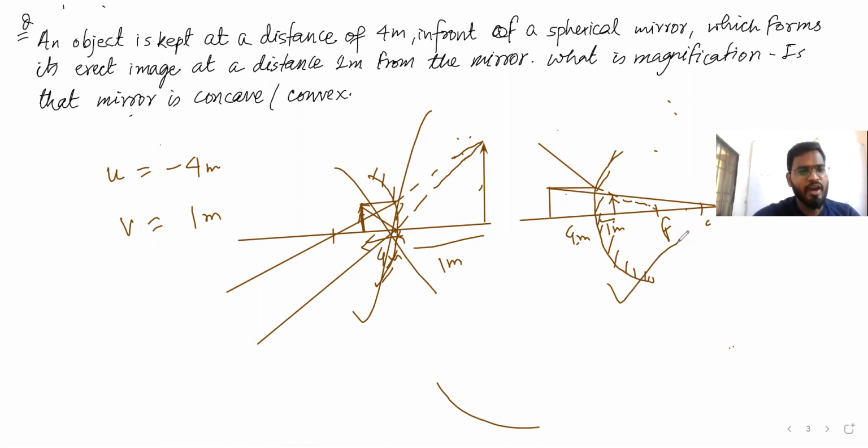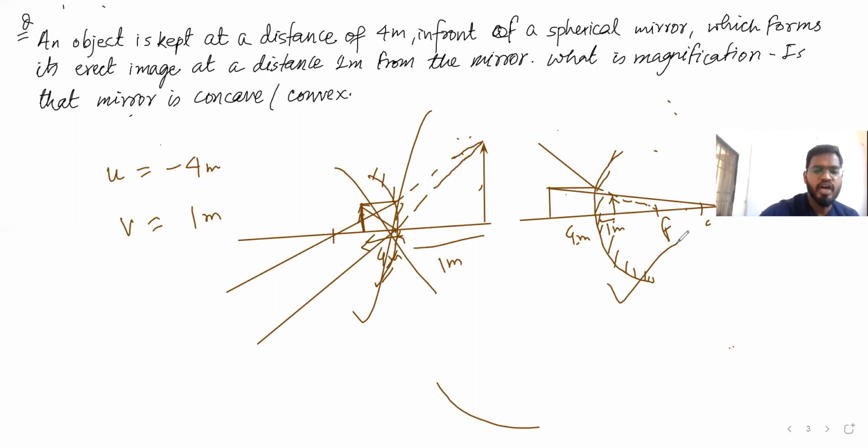So what I did: an object is kept at a distance of 4 meters in front of a spherical mirror which forms an erect image, right? Erect image means if you take a concave mirror, you are supposed to consider the object placed between pole and focus. That is what I did. From there I drew a ray diagram. From there I understood that the image distance is greater than the object distance, and in the question it is the opposite, so it is not possible. But in a convex mirror, it is possible, right?